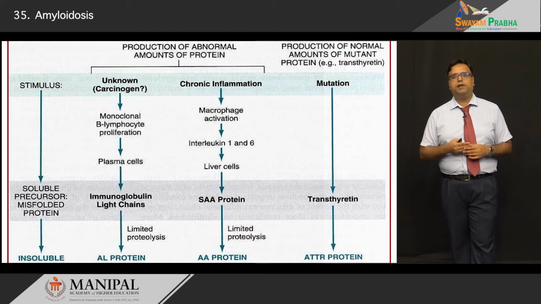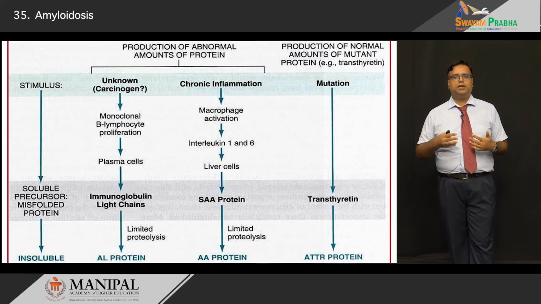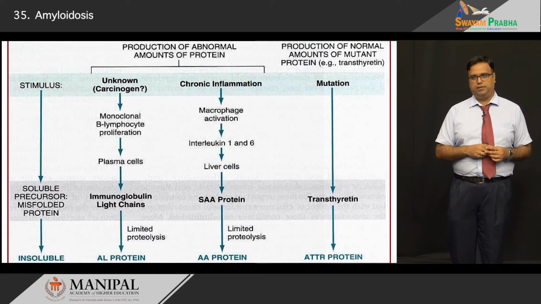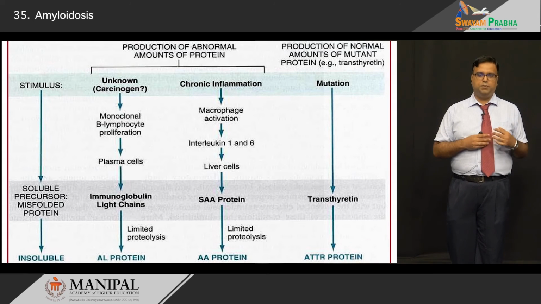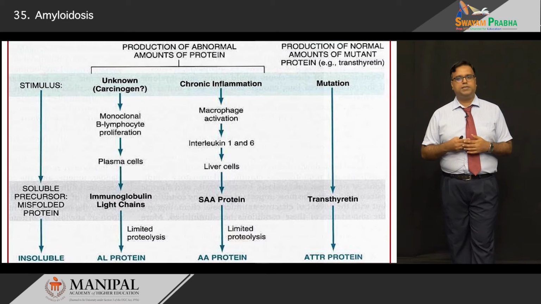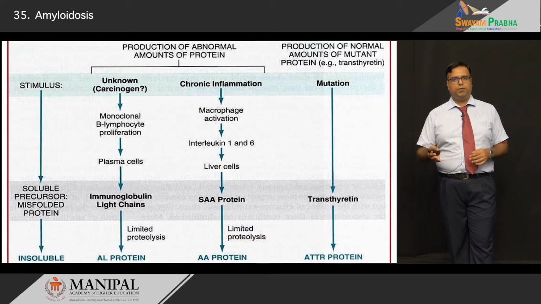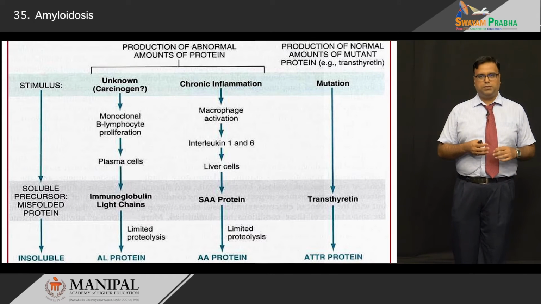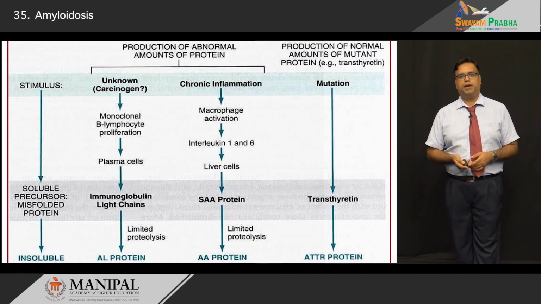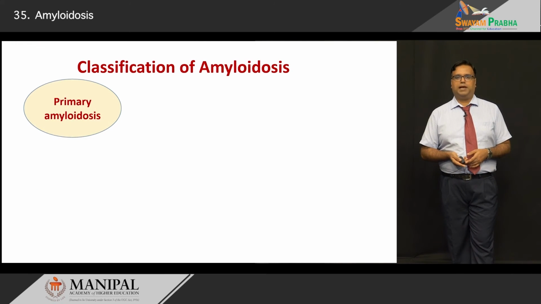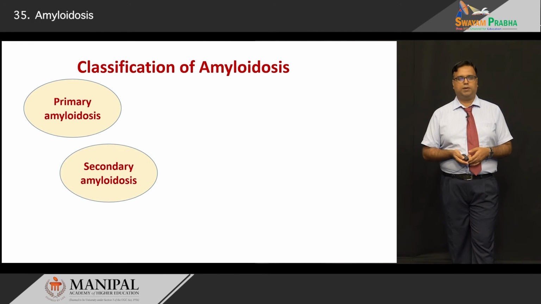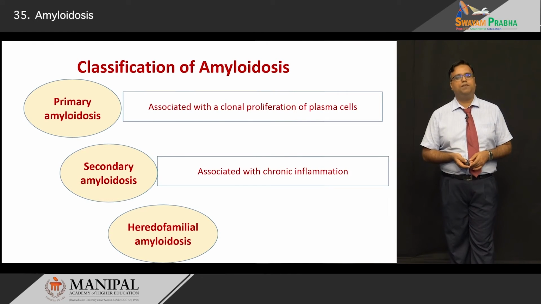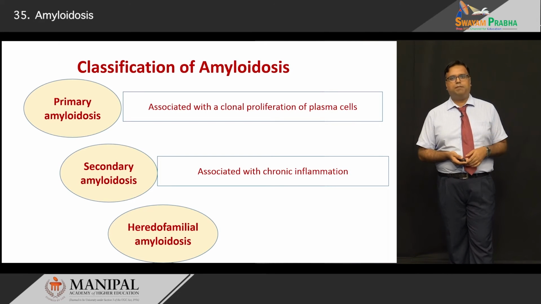The next aspect, on the far right of your screen, you can see that they are talking about production of normal amounts of amyloid, but the catchphrase is mutant. Example, transthyretin. So the mutation results in a soluble precursor form becoming completely insoluble, and you result in what is called ATTR protein, which is deposited in different tissues. So this is the pathogenesis of amyloidosis. Now, how else do you classify? As we have alluded to earlier, primary you are talking about AL, secondary you are talking about AA, and then there is what is called heredofamilial amyloidosis, which runs in families.